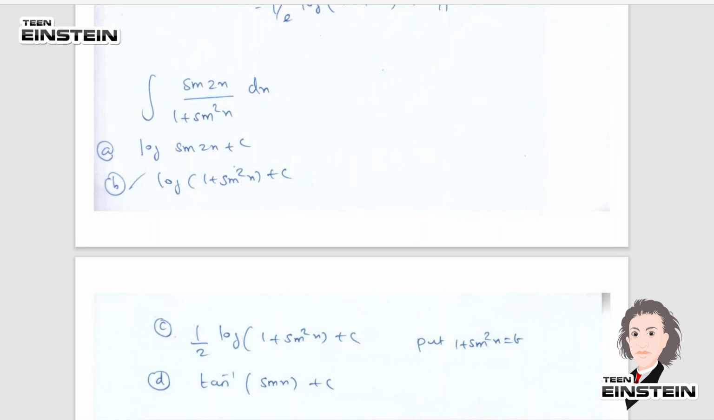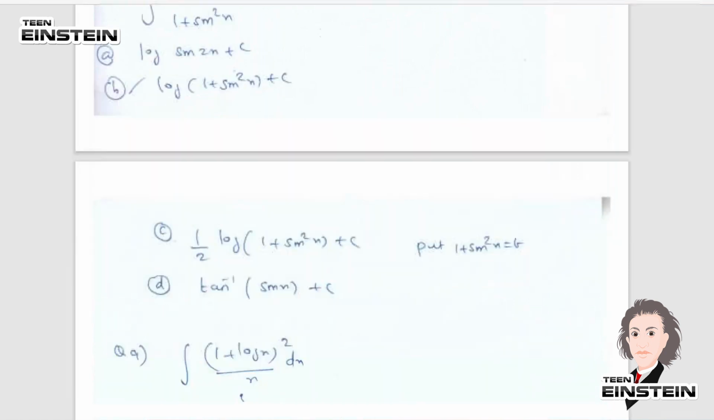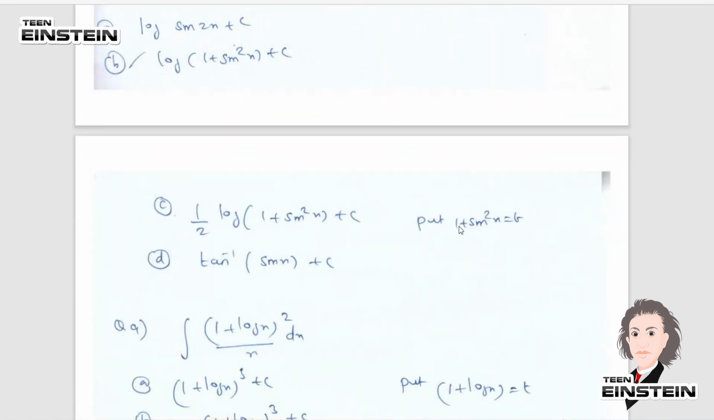The differentiation of sine square x: reduce the sine power. The constant term is 2, bring this, 2 sine x into differentiation of sine x, which is cos x. So what you will get? 2 sine x cos x dx is equal to dt. Am I right? 2 sine x cos x dx is equal to dt.